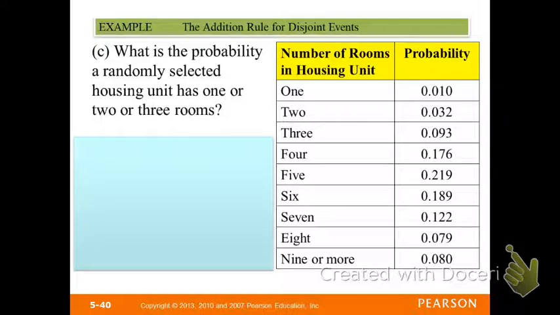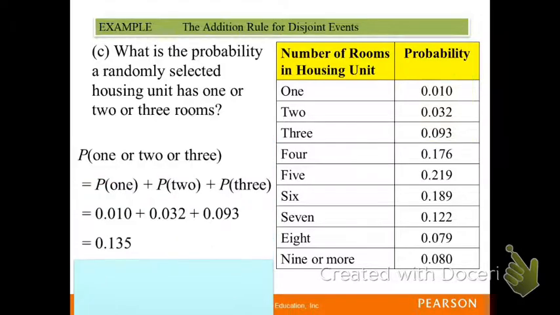Okay, if we'll move on to letter C, the probability of selecting a housing unit that has 1, 2, or 3 rooms is simply going to be the sum of these 3 probabilities. If you add those together, 2 or 3 is already 0.125, so adding 0.1 to that is going to give us 0.135 as a probability of 1, 2, or 3. So again, if we have disjoint events, then the probability of the union of those disjoint events is going to be the sum of the probabilities.